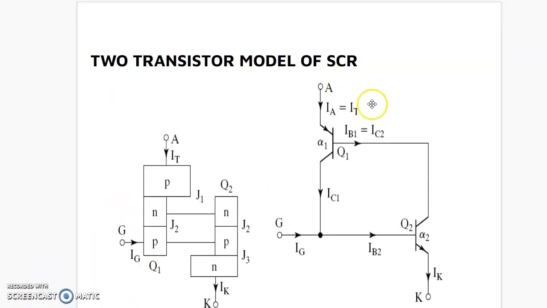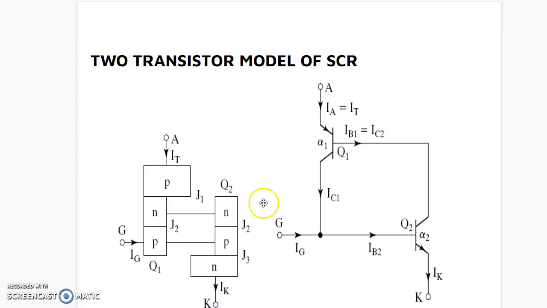So this is the two transistor model of an SCR, in which a PNP transistor and an NPN transistor are sandwiched together. If you combine these two images, you can see a proper PNPN SCR being formed, where the anode is given to P, the cathode is given to N, and the gate is given to this P. From the anode, the terminal current will flow. So this is IT, which is also known as the anode current. From the gate, the gate current will flow, and from the cathode, current will flow to the load.